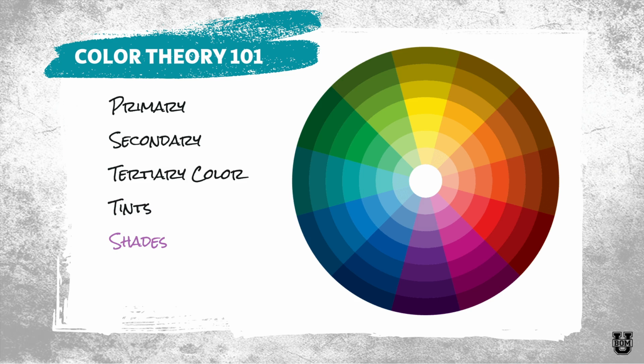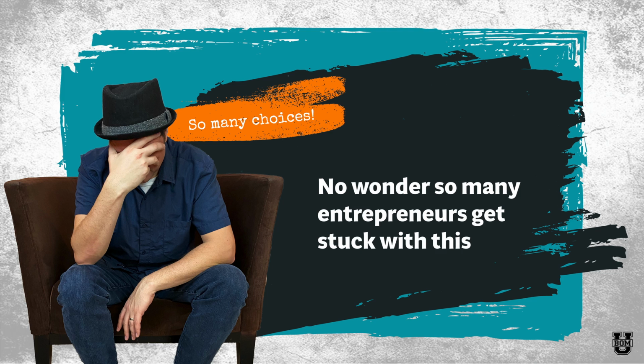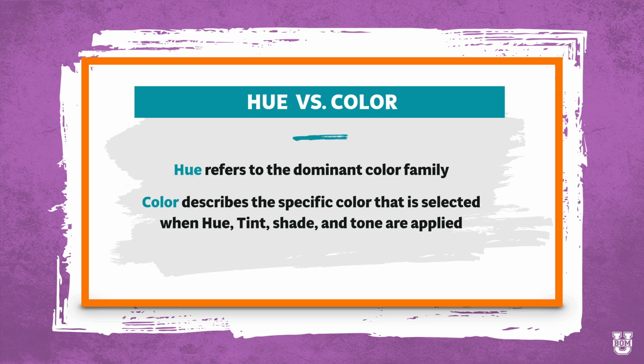When you add black to those colors, you get what they call shades. So this really opens up the gamut of how many colors you can choose. And on top of that, if you add equal amounts of black and white, you get tones, or saturated colors. I call them tones typically. No wonder so many entrepreneurs get stuck with this, because there are just so many choices, and oftentimes we just fly by the seat of our pants and pick whatever colors we think are good and work together.